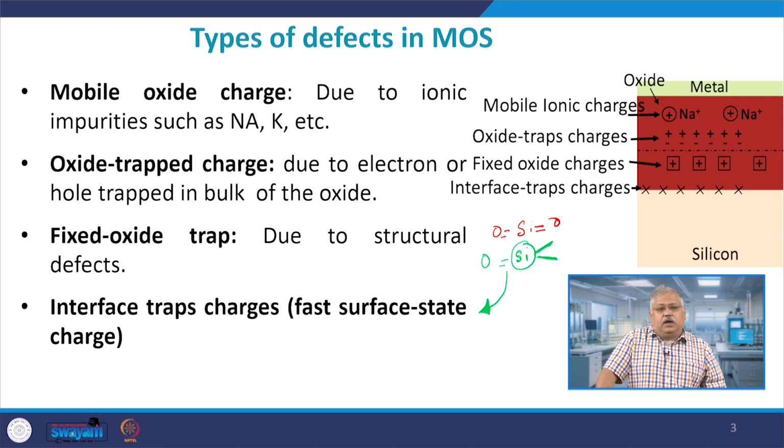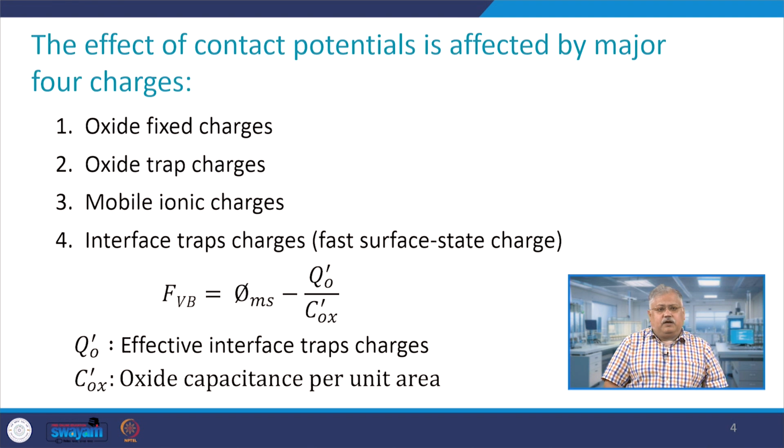Similarly, if you take up, let us say, fixed interface trap charges, it also depends upon the nature of silicon and how oxidation is forming with respect to silicon; that will be basically inbuilt within the oxide layer. So, you should be pretty careful about these things while explaining the defects.